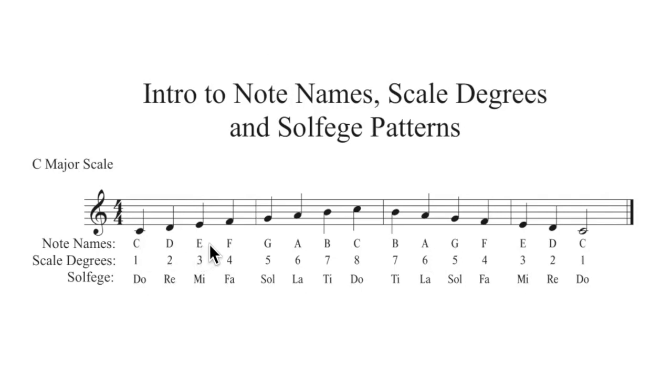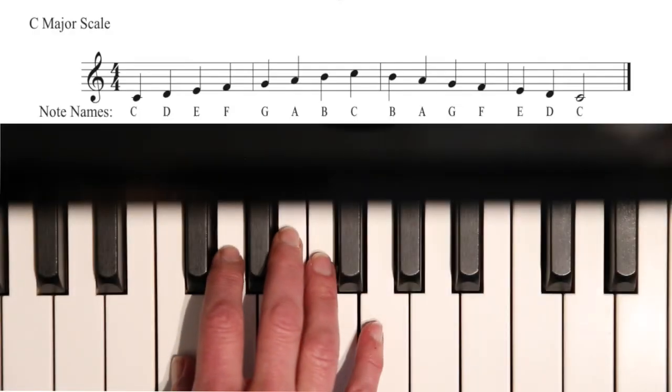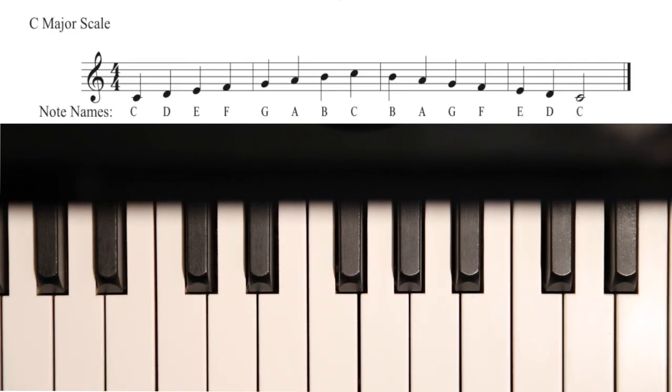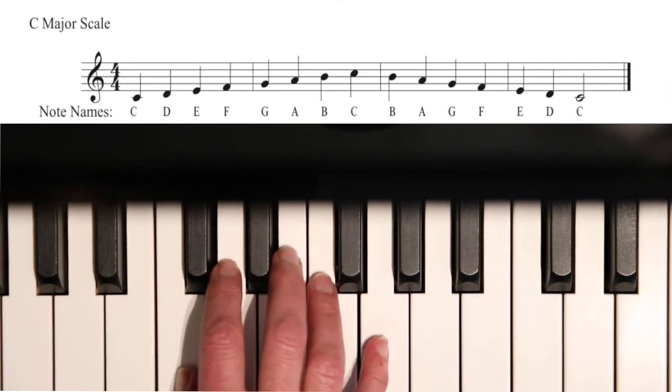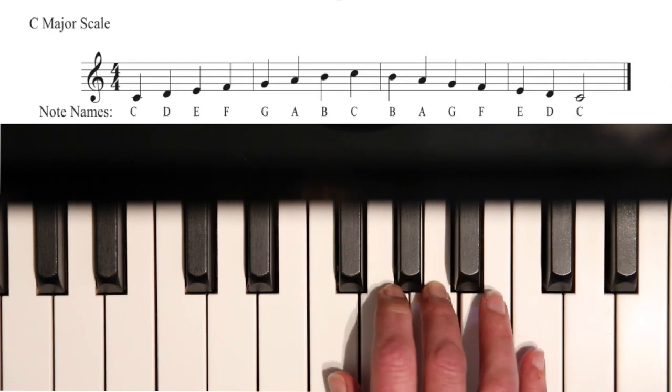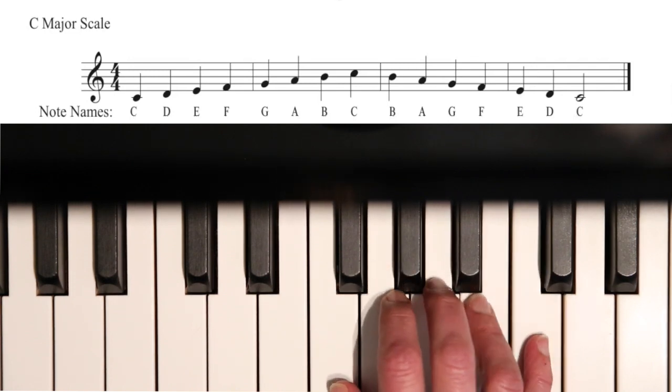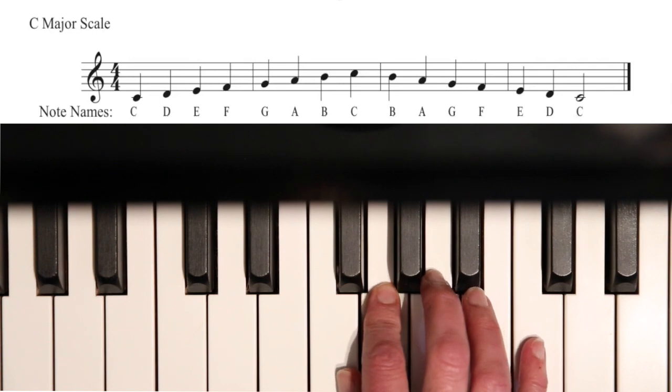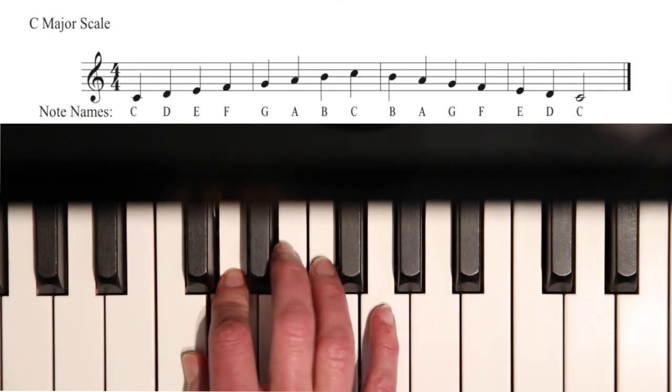C, D, E, F, G, A, B, C, B, A, G, F, E, D, C. Make sure that you sing with a straight tone and be careful to center the pitch. If you do play piano and you want to check yourself, start at middle C, go all the way up to the next C and back, and you can do that.